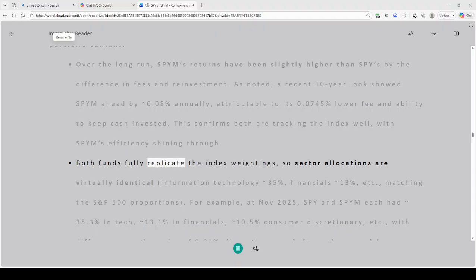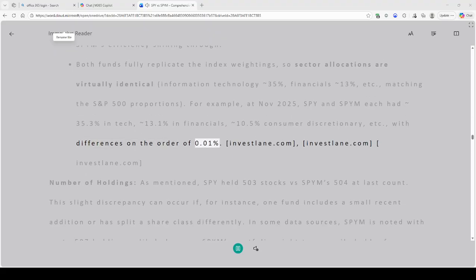Both funds fully replicate the index weightings, so sector allocations are virtually identical: information technology 35%, financials 13%, etc., matching the S&P 500 proportions. For example, as of November 2025, SPY and SPYM each had 35.3% in tech, 13.1% in financials, 10.5% consumer discretionary, etc., with differences on the order of 0.01%.